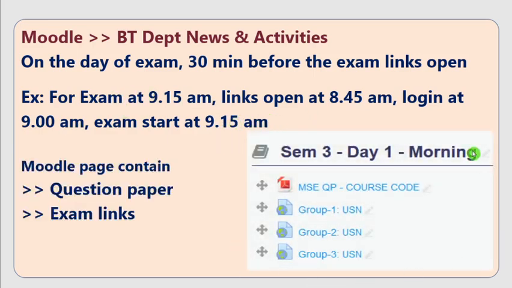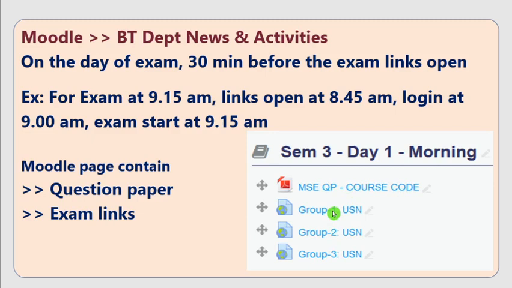So this is how it looks. So the semester, the date will be here, morning or afternoon. So this will be displayed. Okay. So this is visible to you on that day. Here below this tab you get links like this. First you will get the question paper with the course code, so ensure that the course code is correct that you are going to see. Below that groups are there.